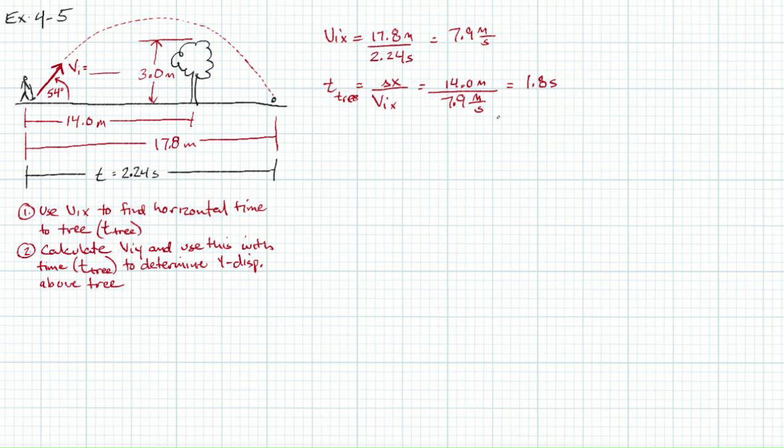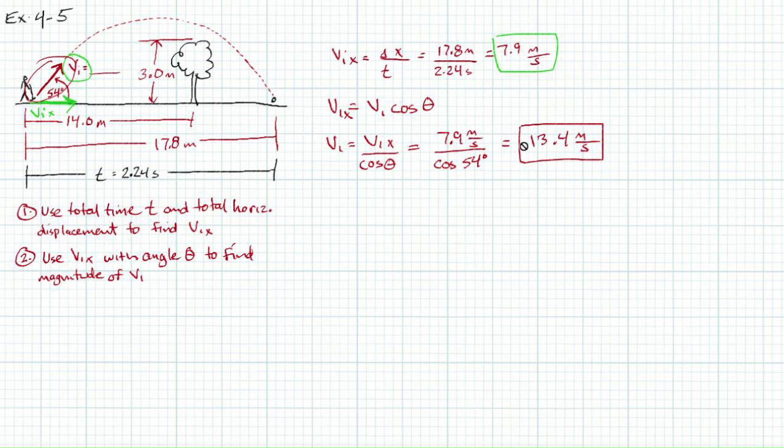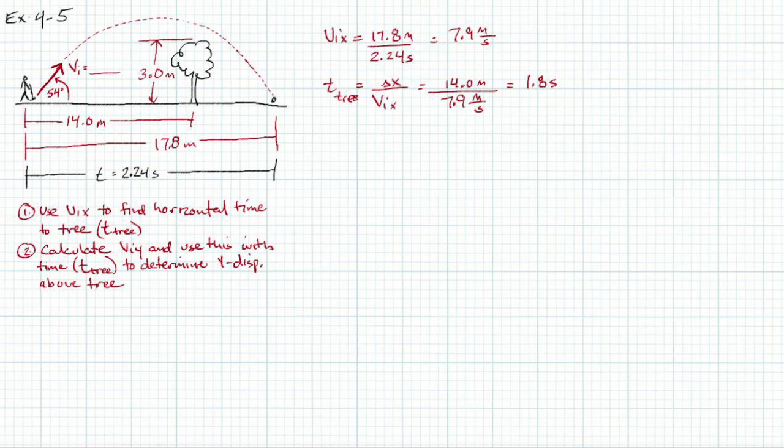Well, we have the time to the tree. We got that. All right, so that's part one. Part two is we want to calculate the initial velocity in the y direction. The initial velocity, we got that from before. Our initial velocity we calculated in part A. That's this right here, part A, 13.4 meters per second. So let's write that down in part B. Initial velocity is 13.4 meters per second.